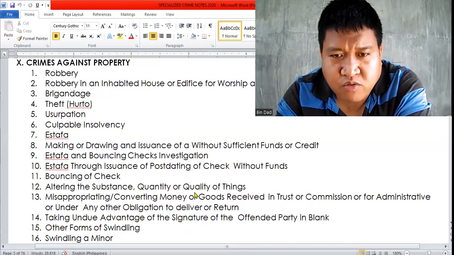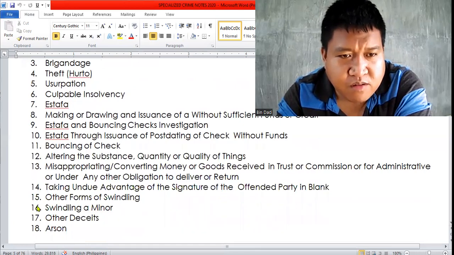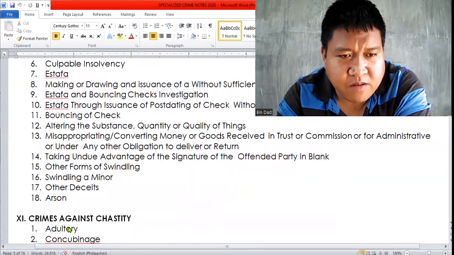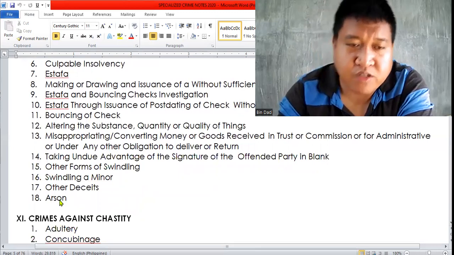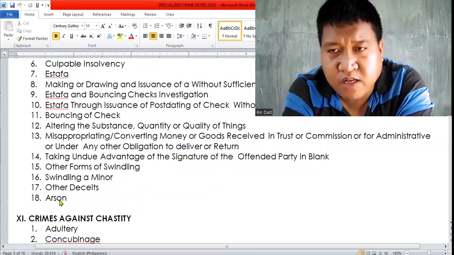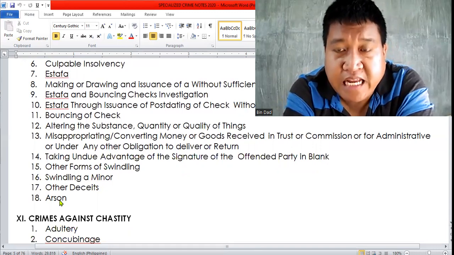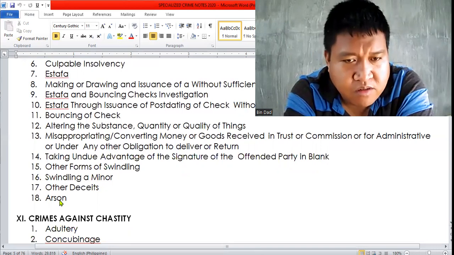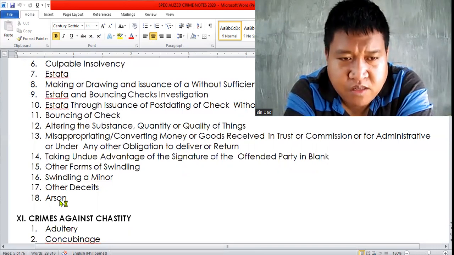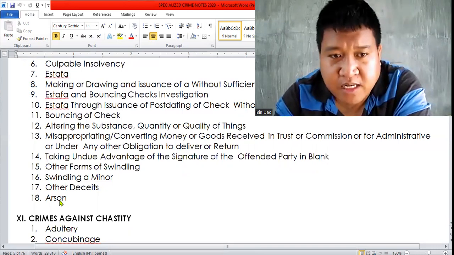Altering the substance, quantity, or quality of things. Yan, yung mga nagbabawas. No? Pakibasa na lang yan. Alright, then arson. Yan, it's common yung arson. But arson is revised and punishable now under PD 1613. That is the law amending arson. No? So, arson, PD 1613, presidential decree.